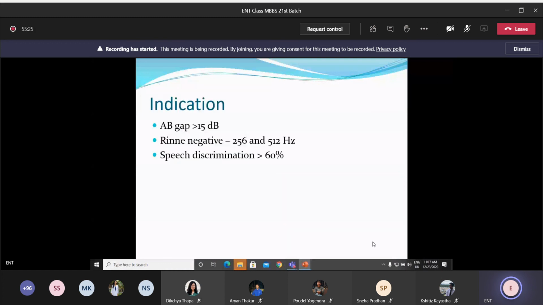Now, when do you do any stapes surgery? When there is an air-bone conduction gap of more than 50 decibels, when the Rinne is negative with 250 and 512 Hz tuning fork test, and when the speech discrimination is more than 60%. So these are the indications.